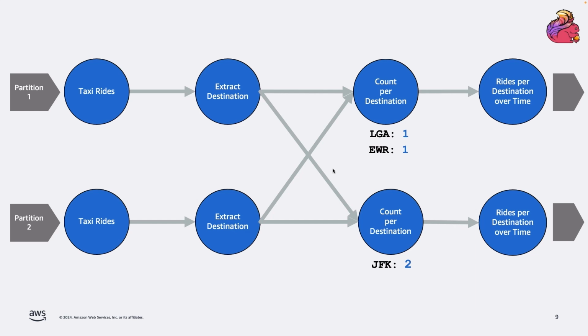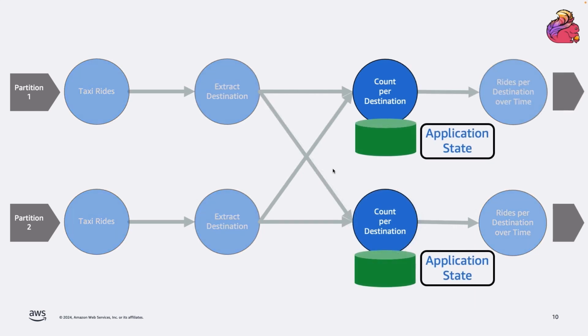Additionally, application state, the counts per airport, are partitioned the same way as the records that are flowing through the application. So why are we doing this? The running count is one of those stateful operations that we've learned about in previous videos in this learning series. The running count of trips to each destination is contained in the state of our application.